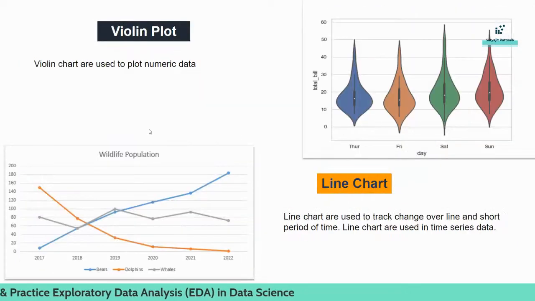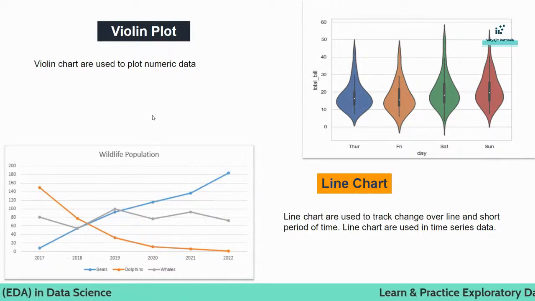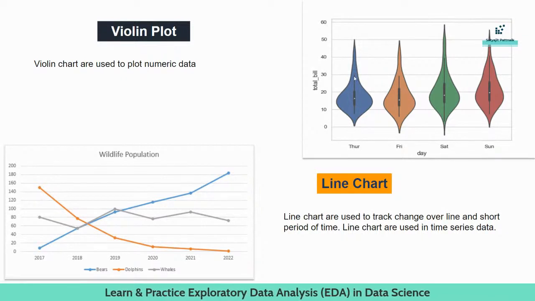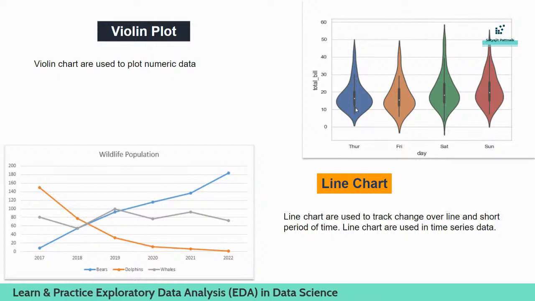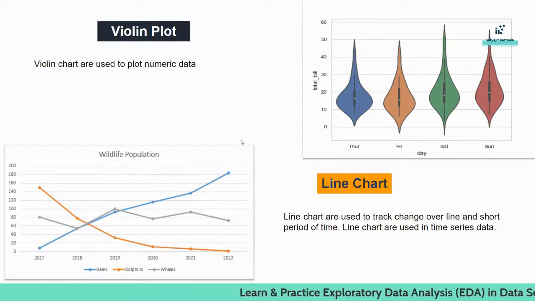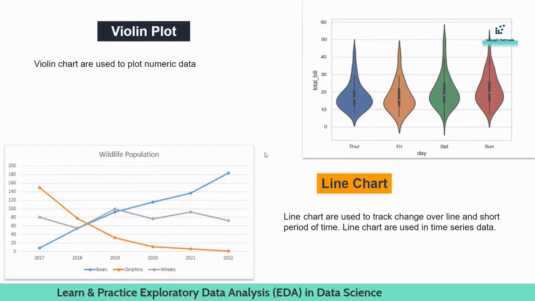Okay, violin chart. Violin charts are also used to plot numeric data. I cannot zoom it, but inside a violin chart you can see a box plot as well. It's up to you how to use it, but you can either do a box plot or you can also do a violin chart. I'll try to see if I have violin chart examples in the data as well.